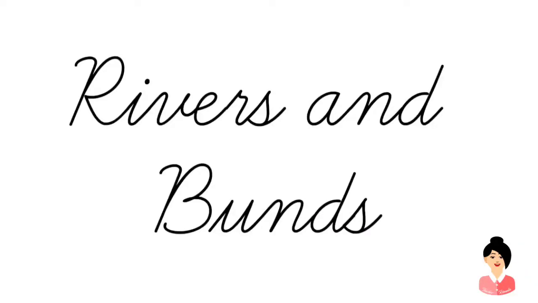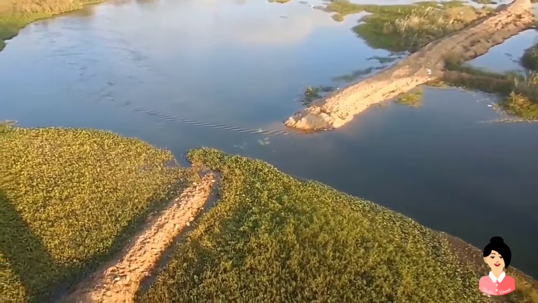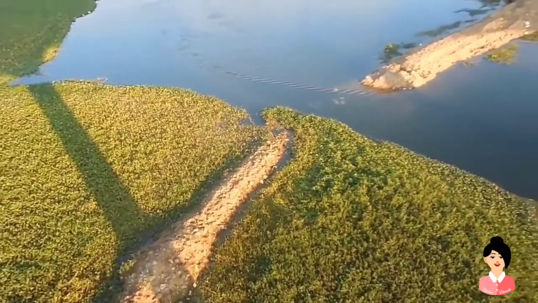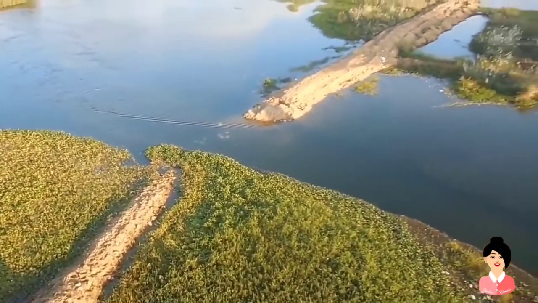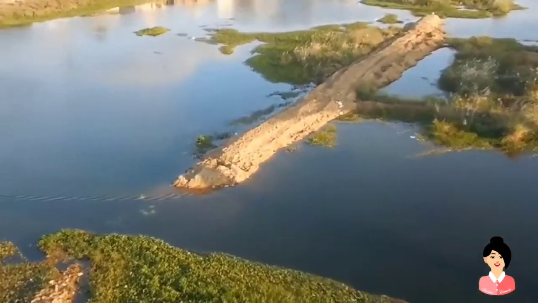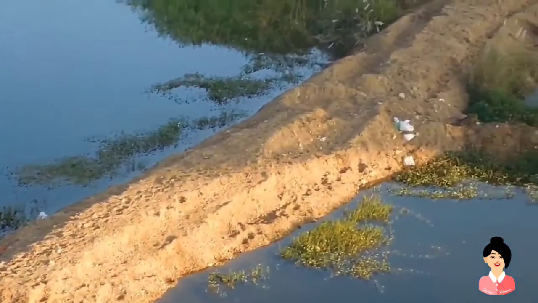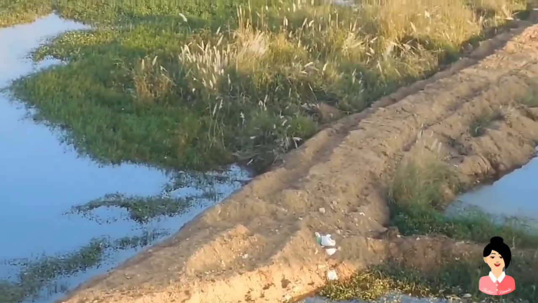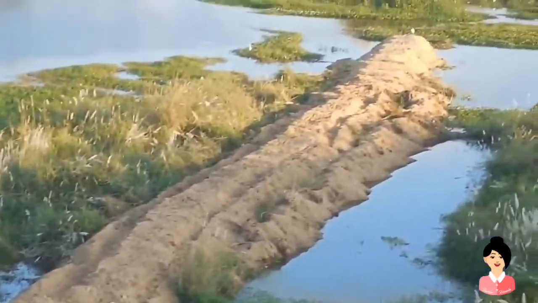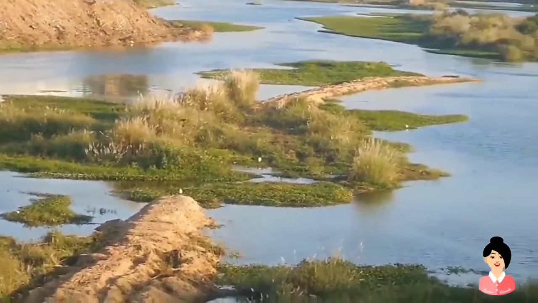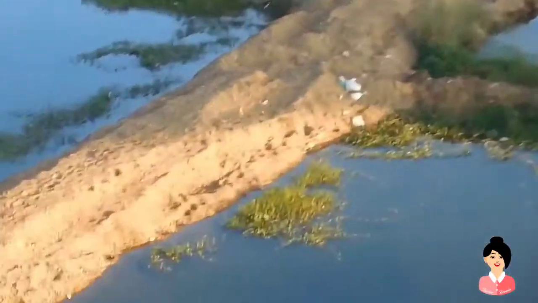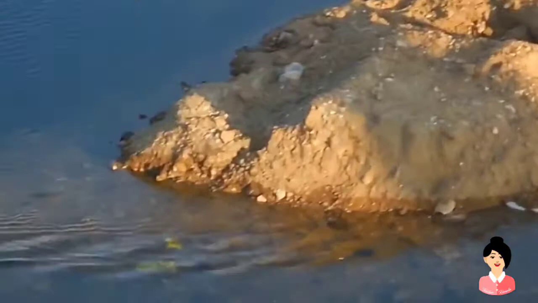Next, rivers and bunds. Bunds are built to store water, to let the water seep in the ground. If you can see in the video, the construction made between the water is called as bunds. It helps the water to stop and get collected.